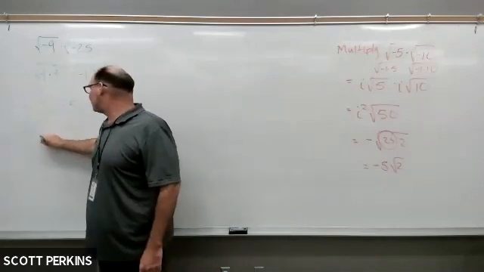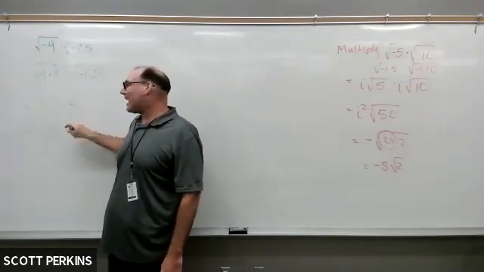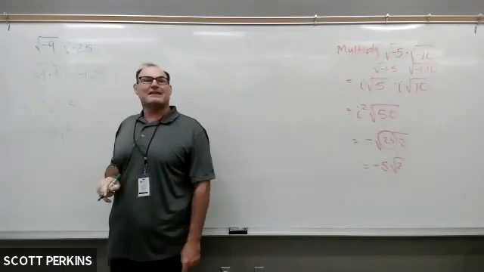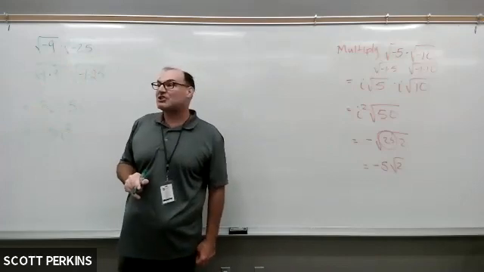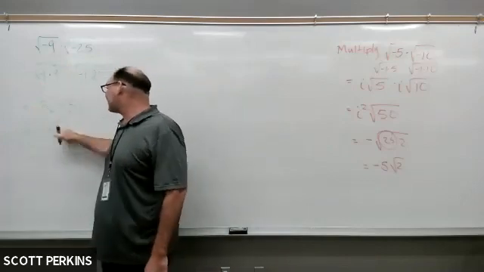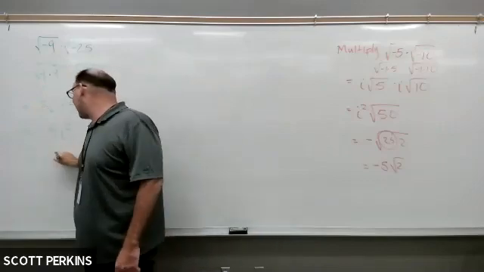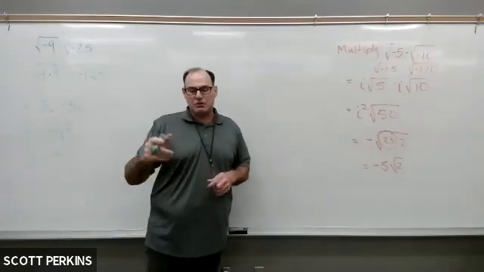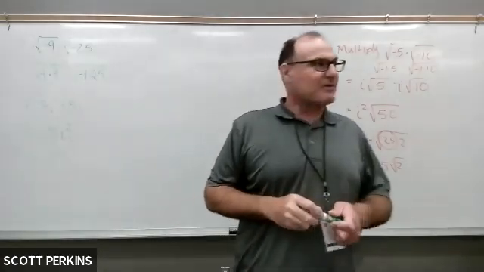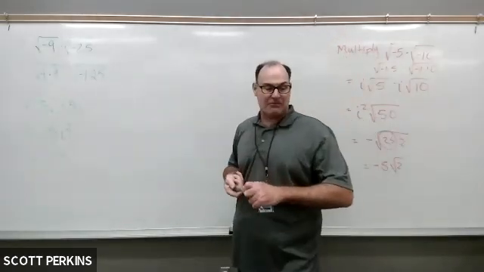3 times 5 is 15. i times i is i squared. And then the last step is to apply the definition. It now kicks in. What is i squared equal to? Yeah, so this is 15 times -1 or -15. Fantastic. Do the one that's right below it. Square root of -6 times the square root of -15.